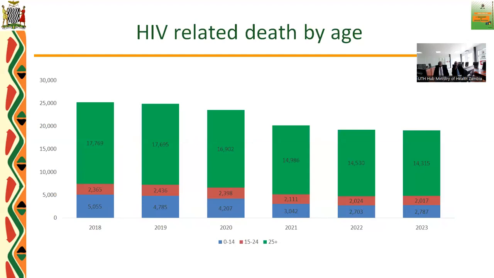By age, this is an issue of concern. You can still see that we are having children's deaths still high, close to 3,000. Deaths with AHD, we haven't done much to talk about AHD and children.